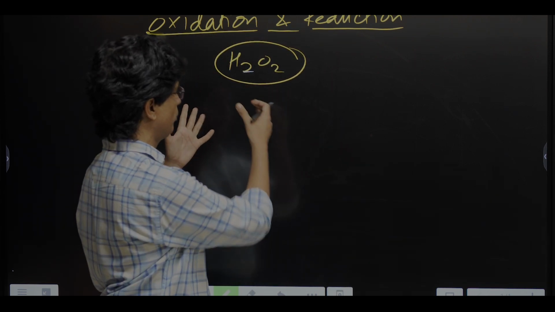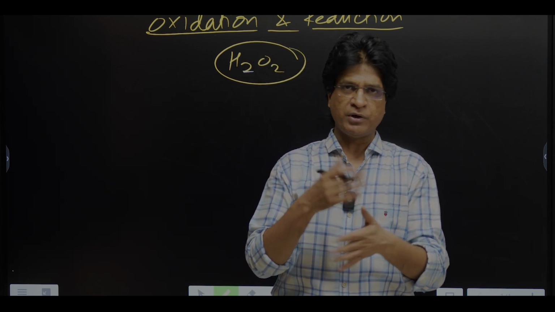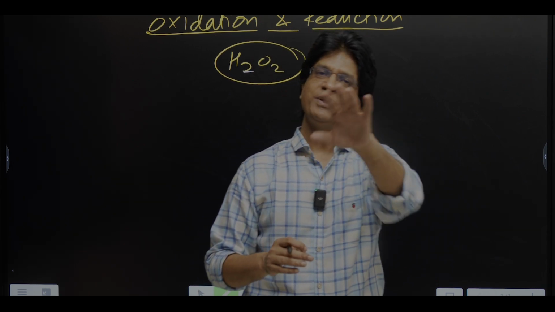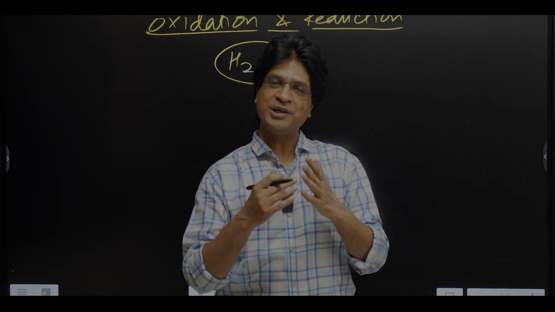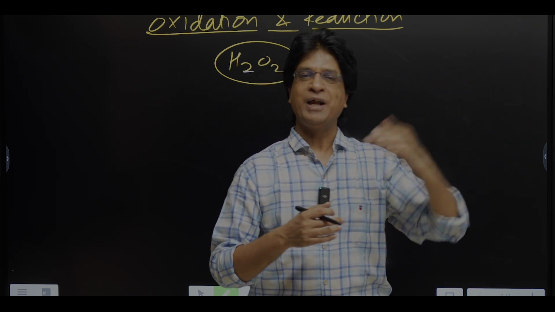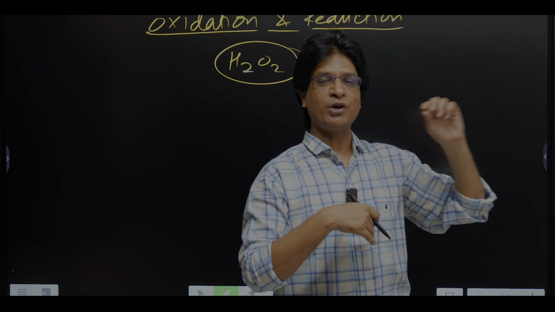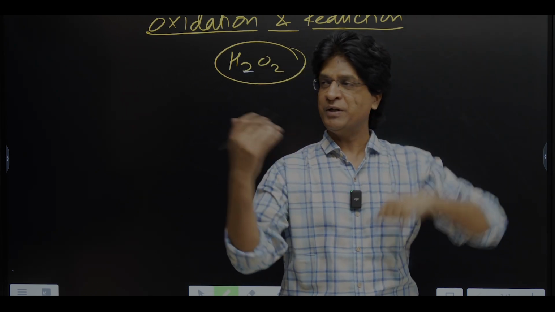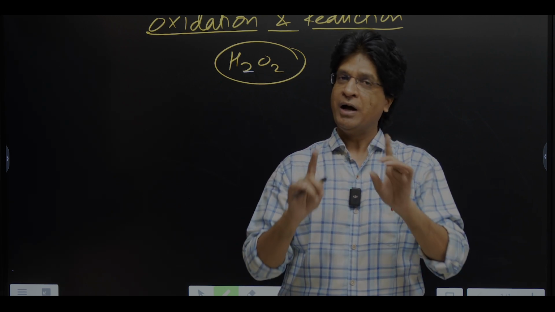So before telling you what is the role of H2O2 in physical chemistry, let's revise once again in a nutshell what we have done in the last lecture. So what is oxidation? Oxidation is basically the loss of electrons. And what is reduction? Gain of electrons. So if you lose the electrons, your oxidation state will go up. But if you gain the electrons, your oxidation state will go down. That we have learned.